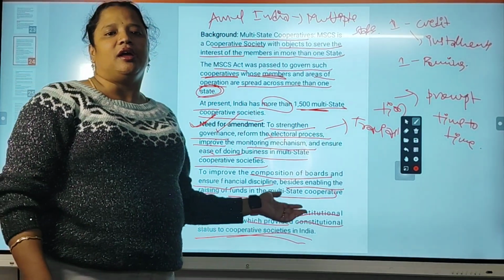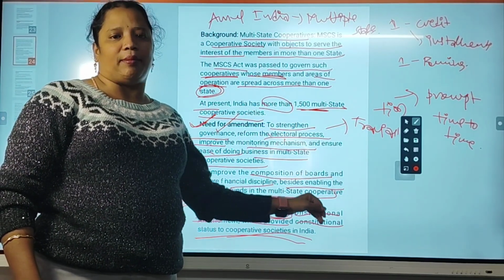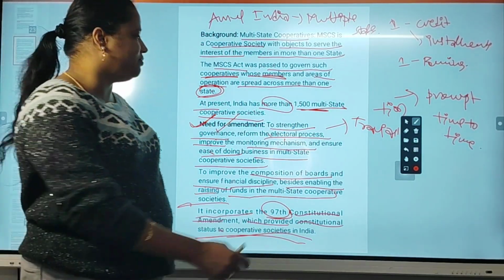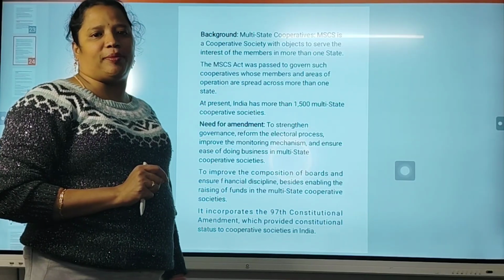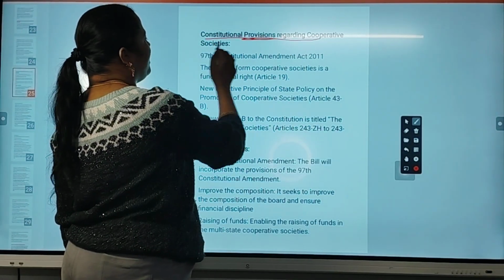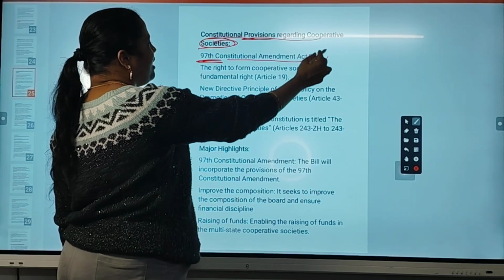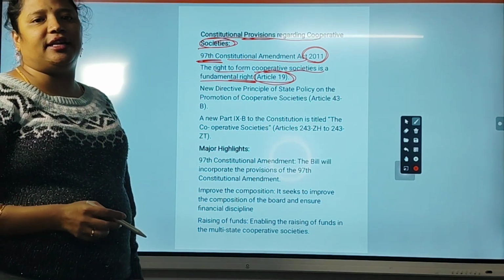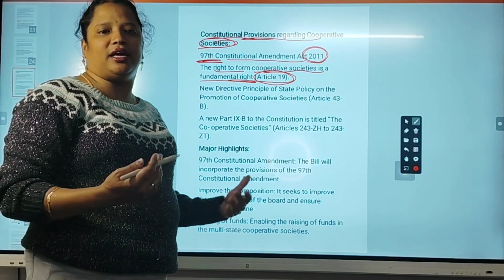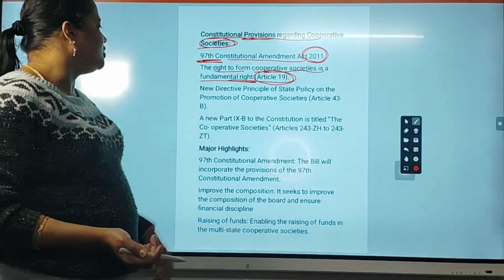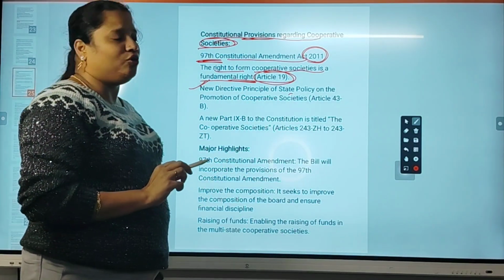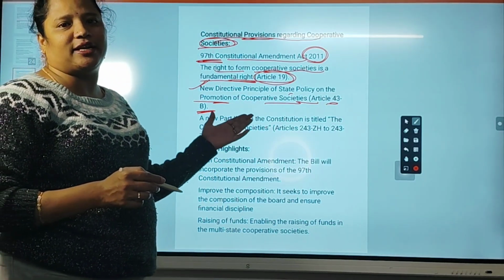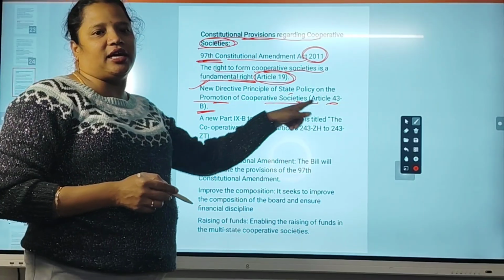So there is one amendment in the Constitution of India, that is the 97th amendment, that has given constitutional status to cooperative societies in India. We will also discuss whatever amendments are related to cooperative societies here. So, constitutional provisions regarding cooperative societies: the 97th Constitutional Amendment Act of 2011. The right to form cooperative societies is a fundamental right under Article 19. Anyone can be a member of a cooperative society, or anyone can stand in the election of a cooperative society. And there is a new Directive Principle of State Policy, DPSP, on promotion of cooperative societies, Article 43B. Under DPSPs also, cooperative societies have been mentioned under Article 43B.